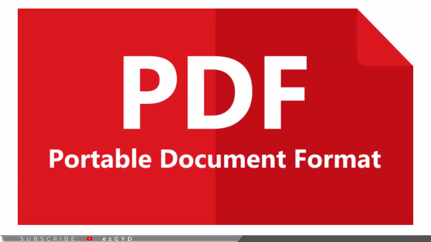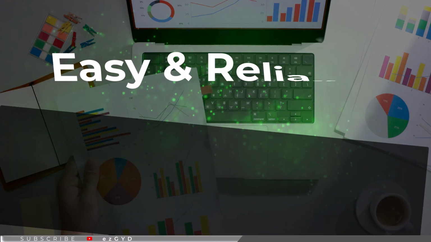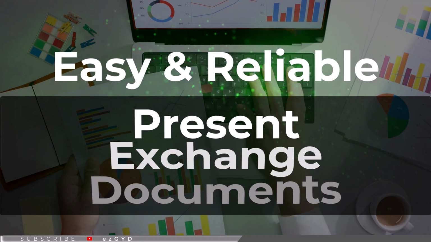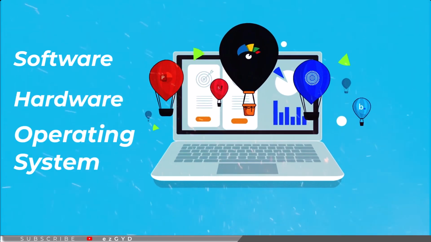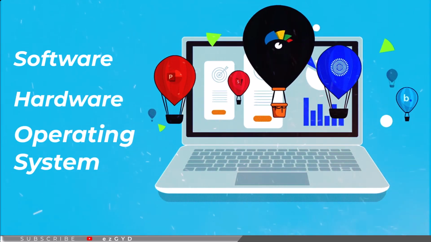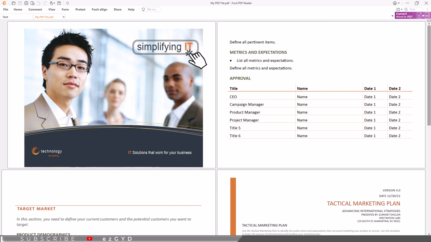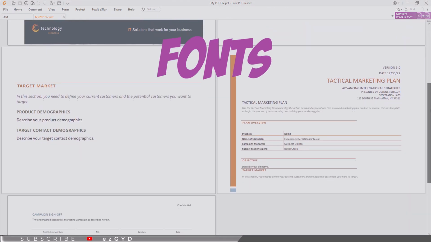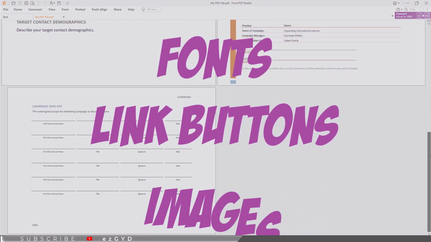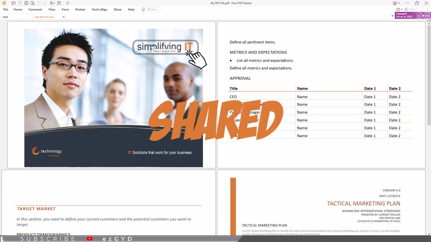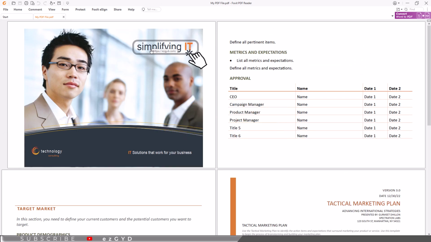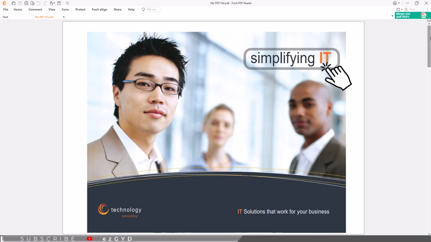It is a universal file format created by Adobe that gives you an easy and reliable way to present and exchange documents, regardless of the software, hardware, or operating system being used by anyone who views the document. These documents can preserve the fonts and can contain link buttons and images. PDF files are compact and complete and can be shared, viewed, and printed by anyone with free PDF reader software.